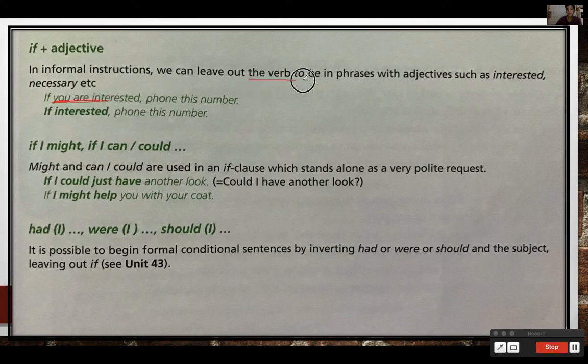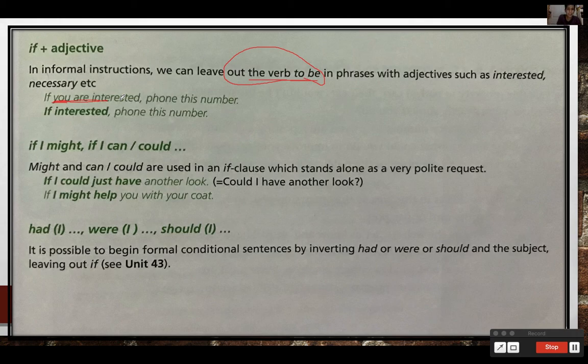We are dropping out the verb to be. If you're interested, phone this number. If interested, si te interesa, phone this number. Marca este número. If I mean my, or if I can, or I could.